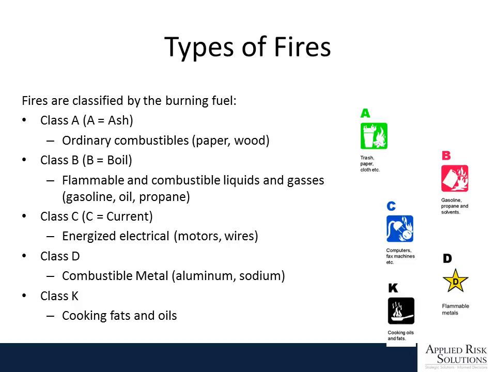The Class C fire extinguisher is designed to be used against energized electrical circuits. This would be motors, wires, electrical fires. Less common extinguisher is the Class D. It's to be used for combustible metals like aluminum and sodium. And then you have the Class K fire extinguisher, which is designed to be used for cooking fats and oils, grease fires, deep fat fryers, systems like that.